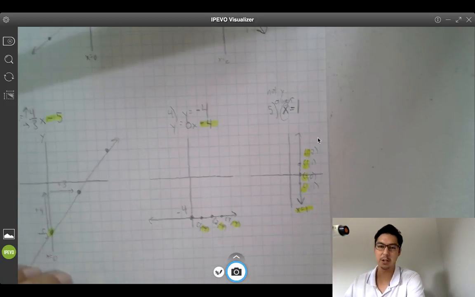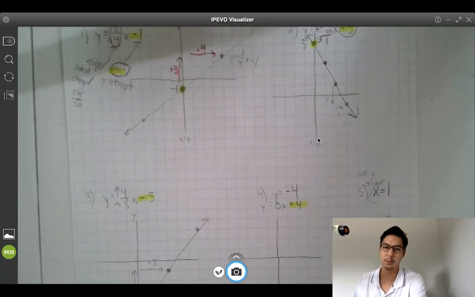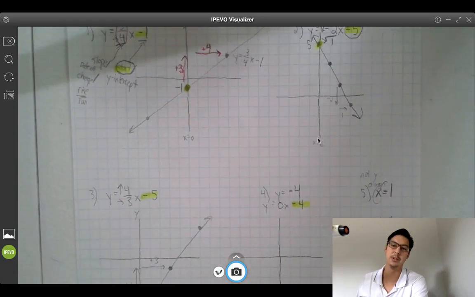So 4 and 5 are trickier, but make sure you can do 1, 2, and 3. 1, 2, and 3 is where we need you to be at. All right?